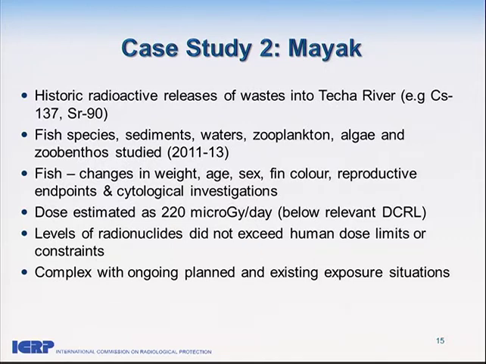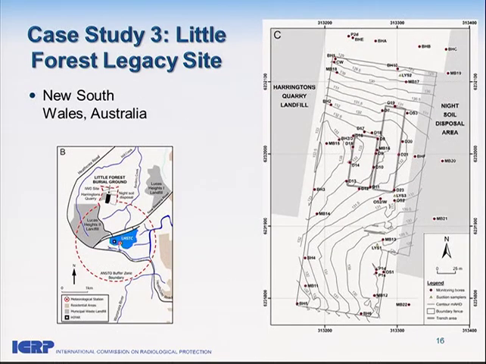My third case study is from Australia, the Little Forest Legacy site, which is in New South Wales. And here we have trenches of radioactive waste that were buried in the 60s. We have a different complex mix of radionuclides here. It's not just cesium and strontium. We've also got americium, uranium isotopes, and other radionuclides that we might be interested in.